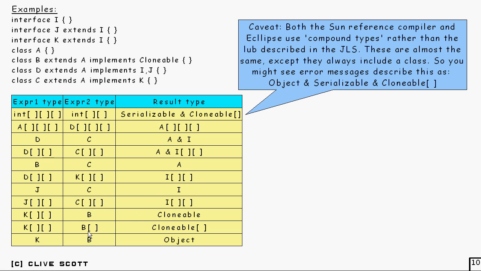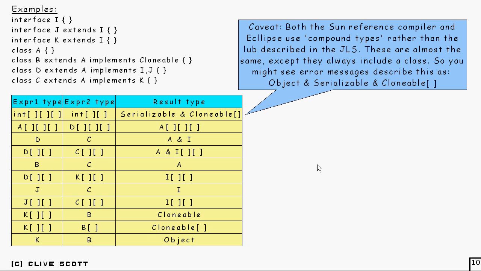What about if we make this into an array? Well, then we can pull a pair of brackets off each side, and we're left asking what's common between B and K array, and the same answer again is going to be Cloneable. So you get a Cloneable array when you put the bracket back on. And just K and B by themselves have got nothing in common except, of course, Object right at the top of the tree. So Object is the only thing there, and that's about it.